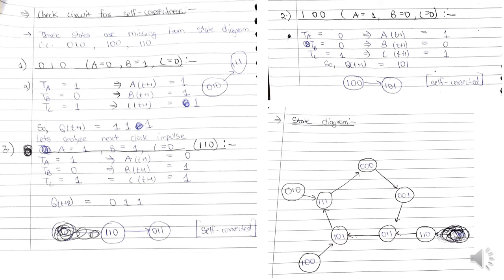After that, one thing to do is to check for self-correctness. We know that 010, that is 2, 100, that is 4, and 110, that is 6, are not part of our state diagram, and they are not relevant to us. But we have to make sure that if our counter, by any physical means or by any mistake, goes into such states, it should recover from these states and not get stuck in them.